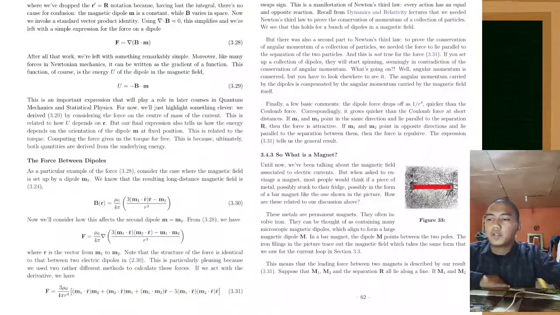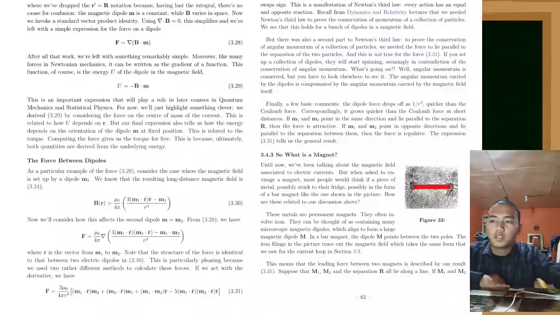Where we have dropped the R prime, equals R notation, because having lost the integral there is no cause for confusion. The magnetic dipole m is a constant, while B varies in space. Now we invoke a standard vector product identity using ∇ × B = 0. This simplifies, and we are left with a simple expression for the force on a dipole.